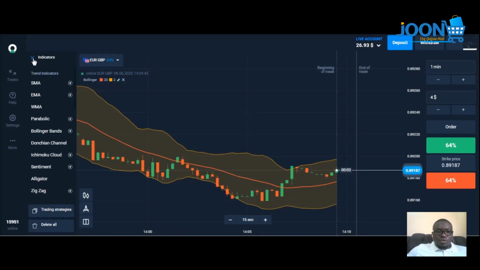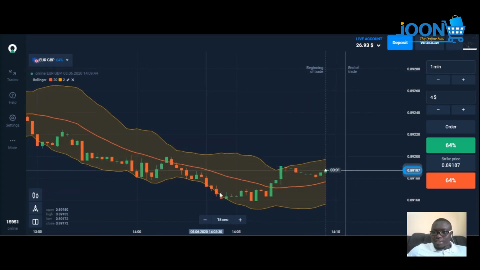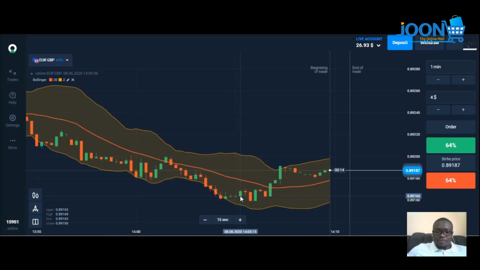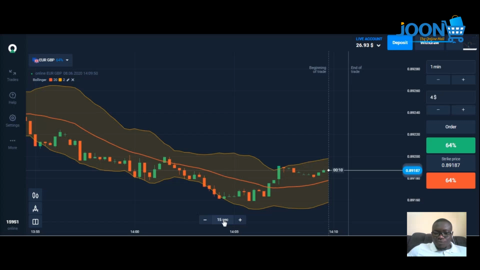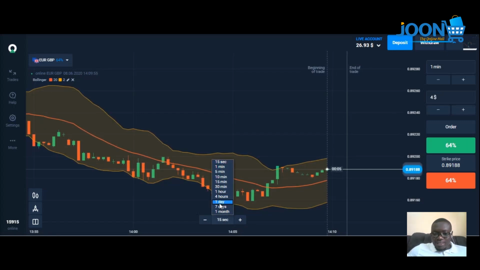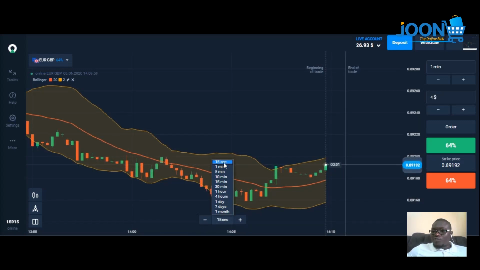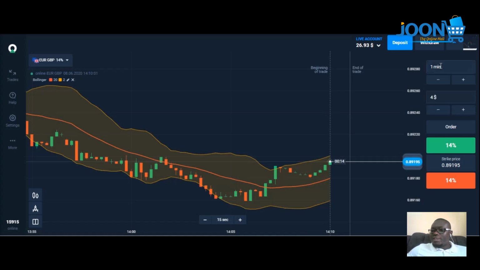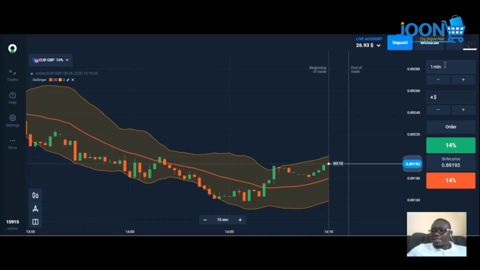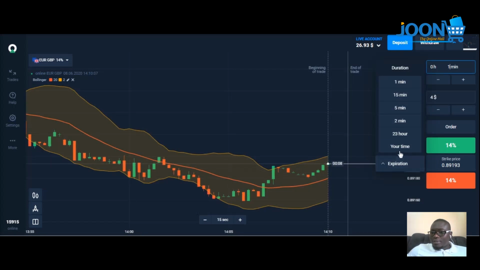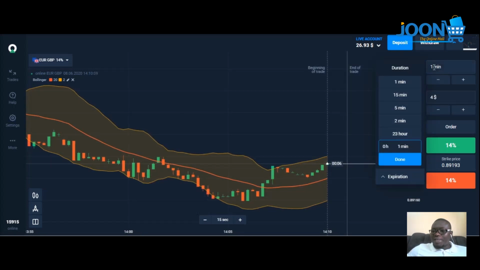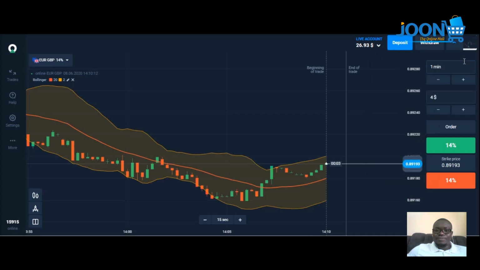Another thing that you need to set on this chart before you can continue trading is the time frame of the chart. We'll set it at 15 seconds. If your chart shows anything other than 15 seconds, just click here and change to 15 seconds. Then the strategy, as I said before, is a 1 minute strategy, so you will click here, add your time, 1 minute, and that is it.